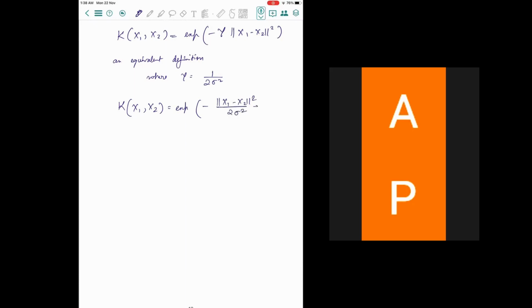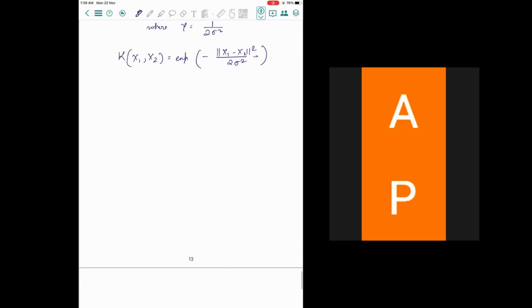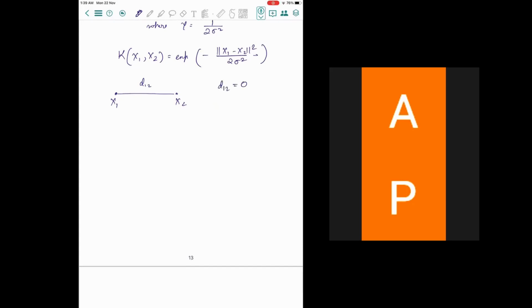So this kernel, the intuitive way to understand would be, given 2 points, it computes how close or far they are to each other, and depending on that, it assigns a similarity to it. So if the distance between 2 points equals 0, then the kernel function will give value 1, which indicates that they are the same points.